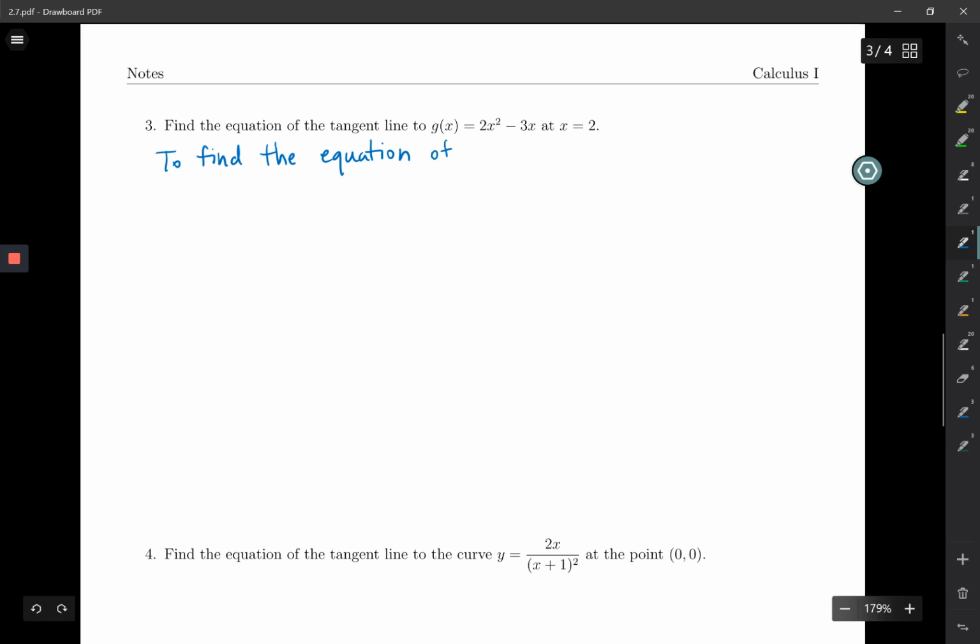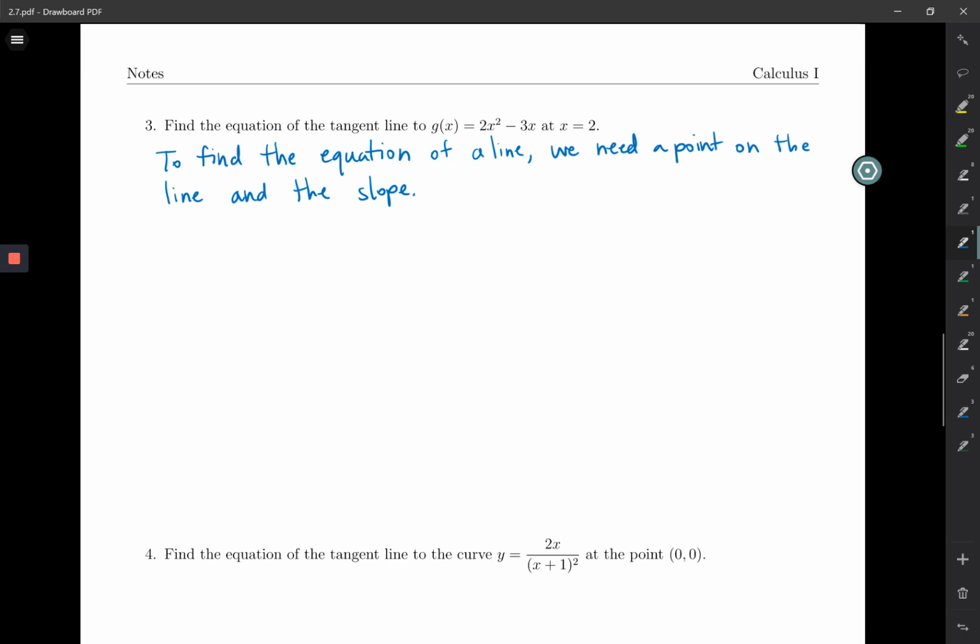Find the equation of a line. We need a point on the line and the slope. Okay, so what we know about tangent lines is that, if our function looks something like this, and we have a tangent line at, say, this point right here, we know that the tangent line passes through that point. So that's part of the definition, right? So it goes through that point, and then the derivative gives us the slope.